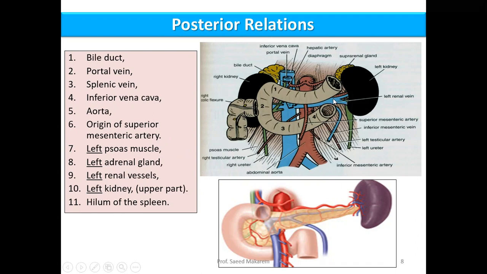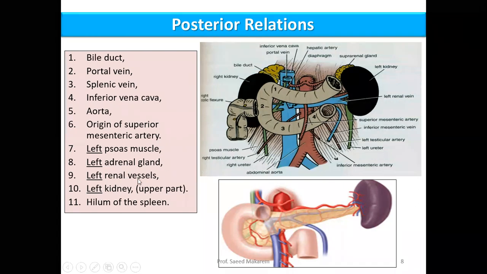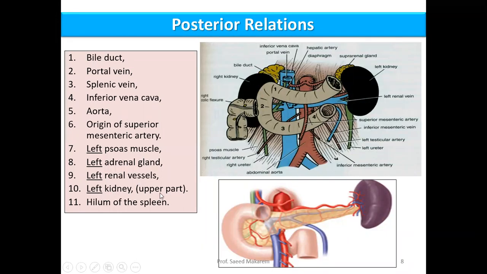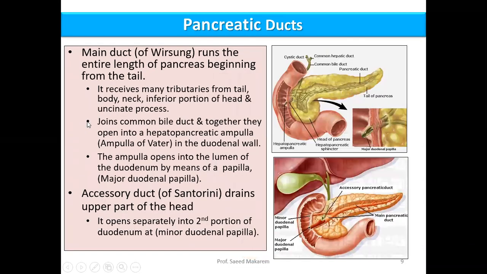Here is the kidney, and here are the renal vein and renal artery. All the structures are behind, so the renal vessels will also be behind. Then the left kidney is also behind. Then the hilum of the spleen, as you can see, this is the spleen here, so the hilum of the spleen is also behind. All these are the posterior relations of the pancreas.